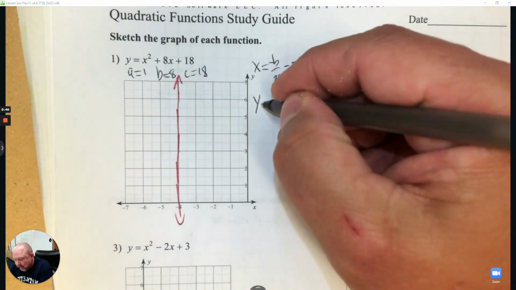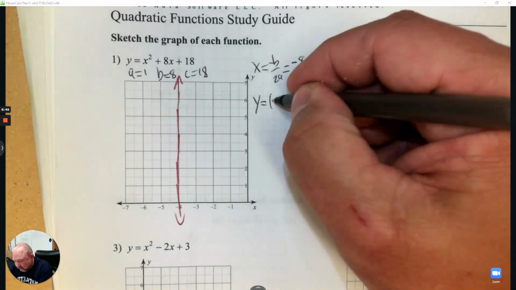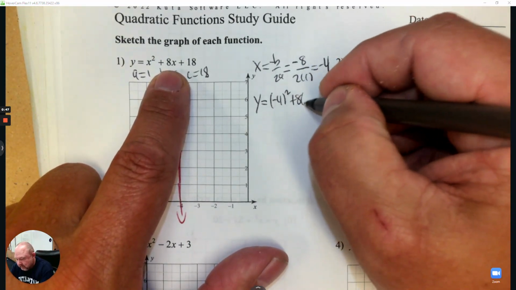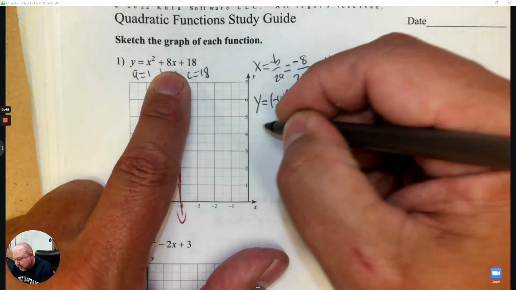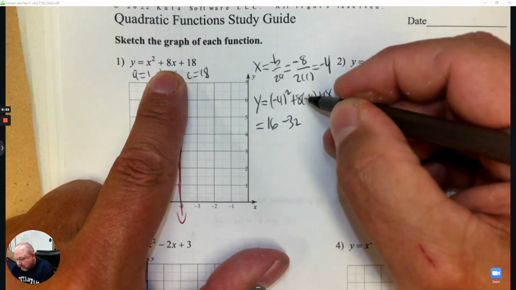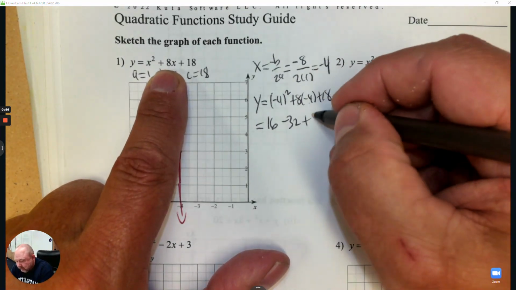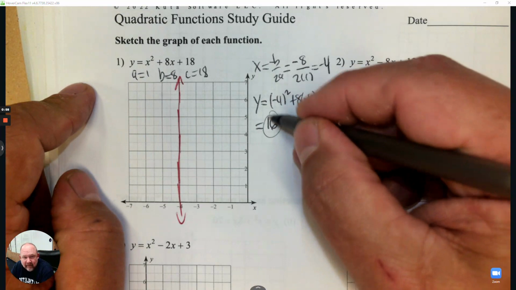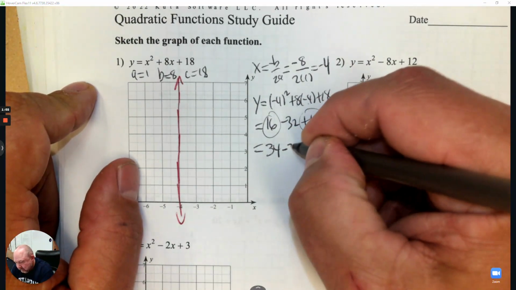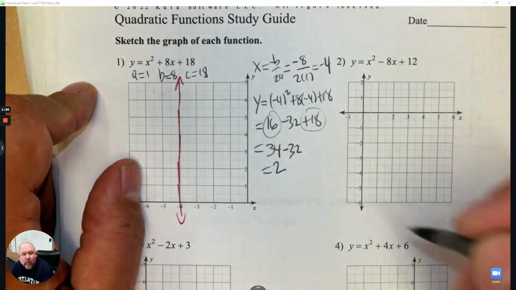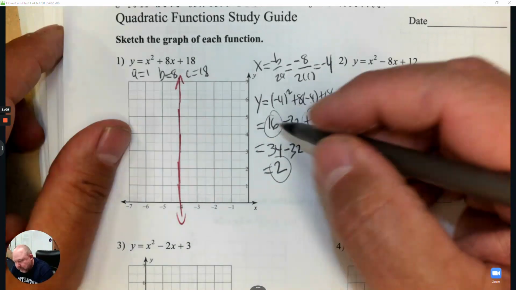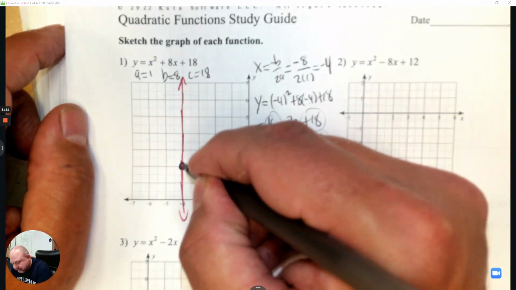Then we write down y equals, and we take that number negative 4, and we put it back in the equation. So wherever there's an x, put in negative 4 and solve it. So negative 4 times negative 4, 8 times negative 4 is negative 32. I think it's helpful to add the positive numbers first. 18 plus 16 is 34. And then 34 take away 32 is 2. So from here, count up 2.